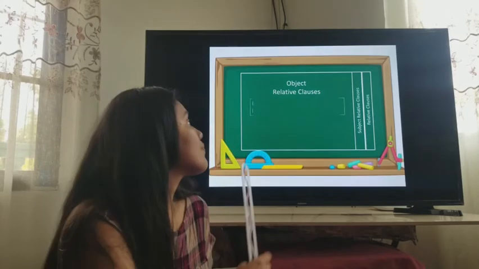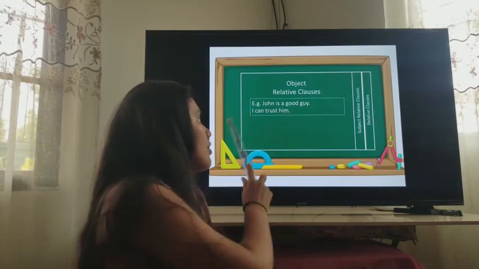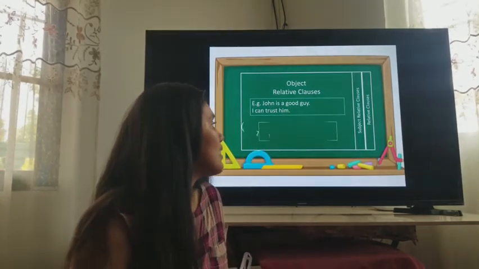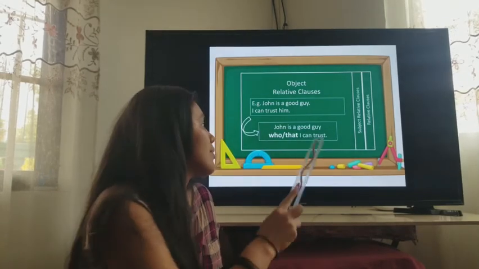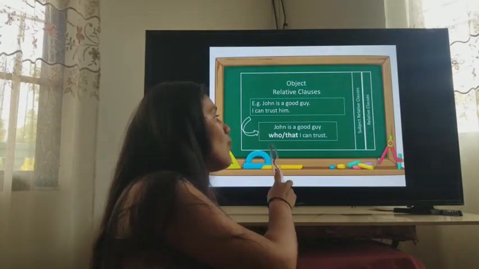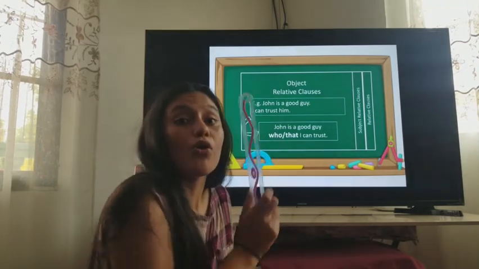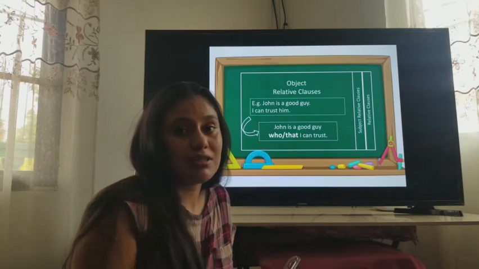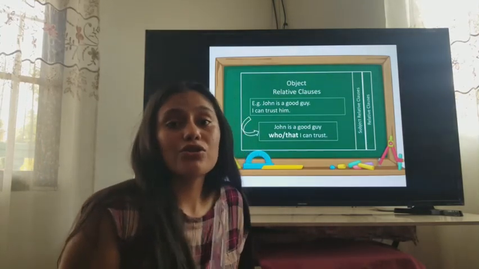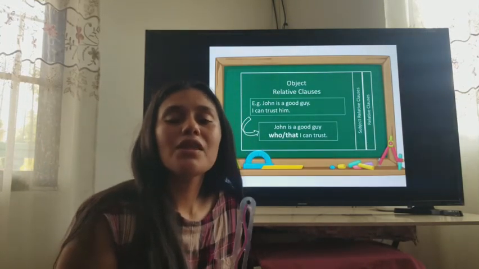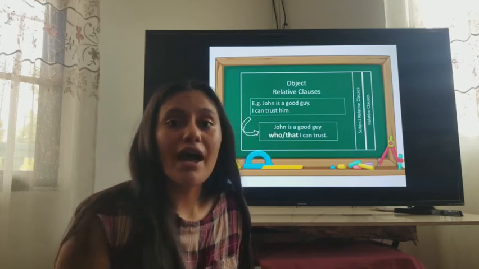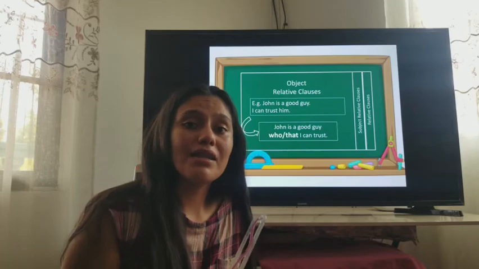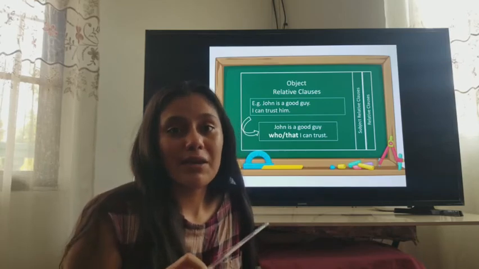For example, John is a good guy. I can trust him. 2 different sentences. With the relative clause, this sentence is going to say, John is a good guy who I can trust. Or also we can say, John is a good guy that I can trust. But if we don't want to use the relative pronoun, we can say, John is a good guy I can trust. We can omit it, but the sentence is going to have the same sense.